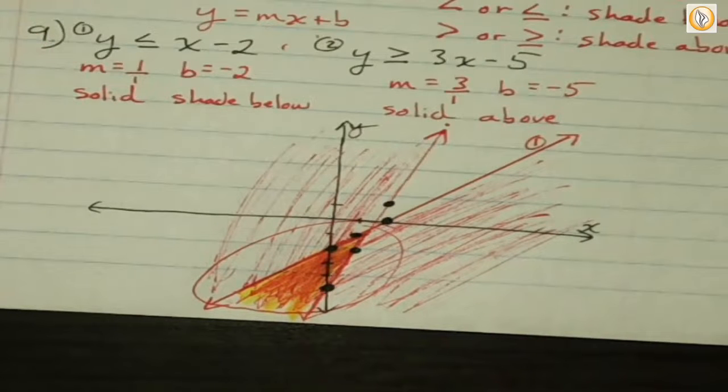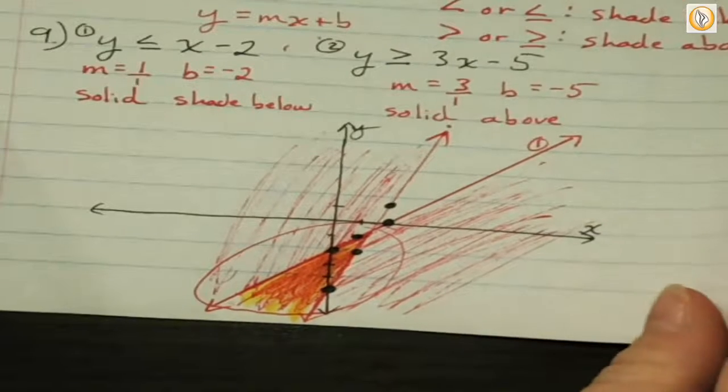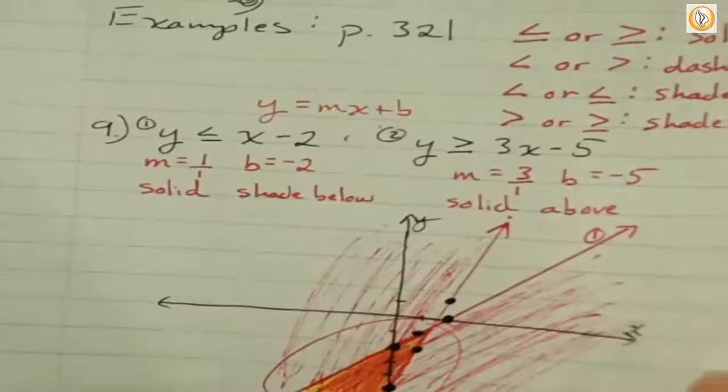Does that make sense? So this is all you're doing, is you're graphing two lines, and then where the shading meets, that's your answer. Any questions? Okay, let's do another one.